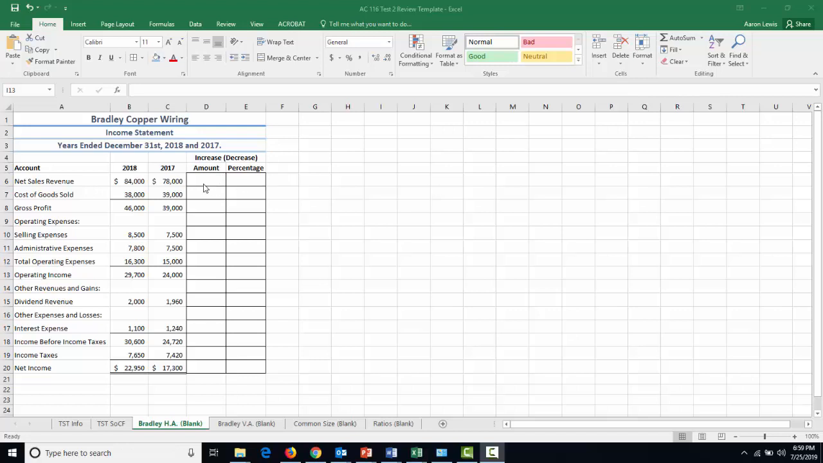For Bradley, their net sales revenue went from $78,000 to $84,000. That, as you can see from here, is an increase of $6,000. Well, let's start with our amount column right here. If we take the current year's net sales revenue and last year's net sales revenue, we come up with $6,000 exact. Cost of goods sold was $39,000 in the prior year. It's $38,000 this year. Again, if we do the same formula, equals this year's COGS minus last year's COGS, we see that COGS decreased by $1,000.